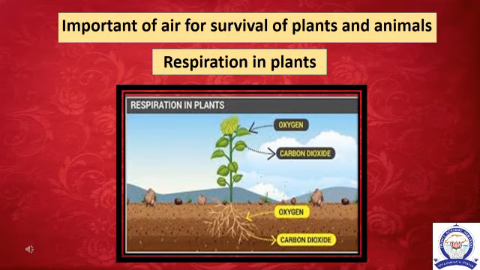Importance of air for survival of plants and animals. First, we can see respiration in plants. Plants require energy for their growth, and hence respiration also occurs in plants. During respiration, plants take in oxygen and release carbon dioxide, just as animals do. Gaseous exchange with air in the atmosphere takes place in plants with the help of tiny holes called stomata present on their leaves.